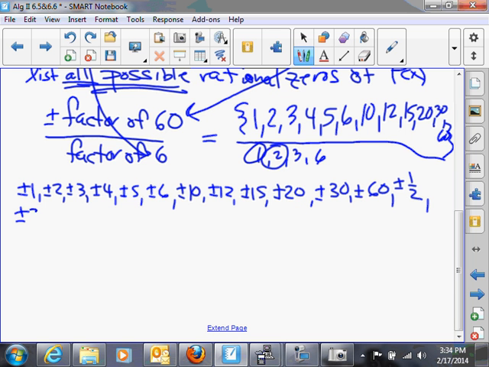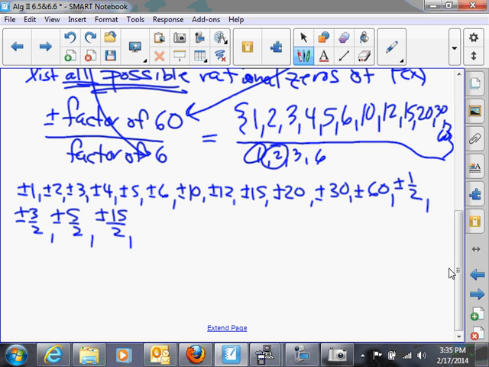Plus or minus 3 halves. I don't have to write 4 halves. I do have to do 5 halves. Plus or minus 5 halves. 6 halves I've done is 3. 10 halves I've done. 12 halves I've done. Plus or minus 15 halves. Plus or minus 20, 30, and 60 halves I've already done.